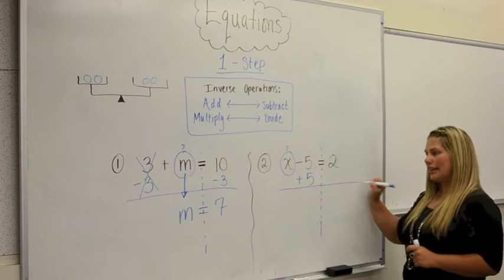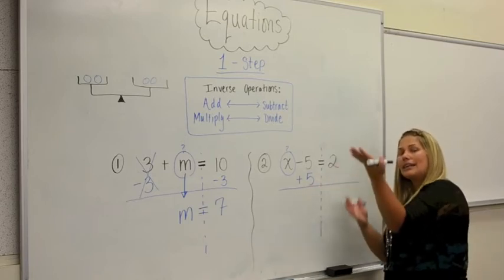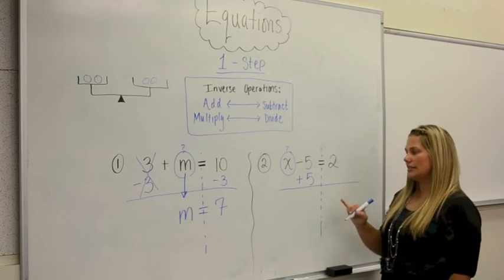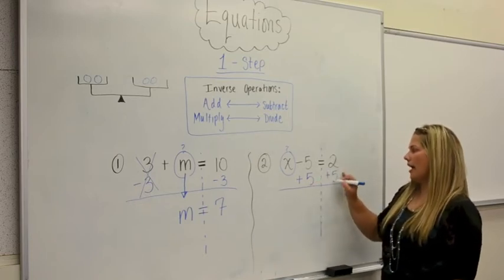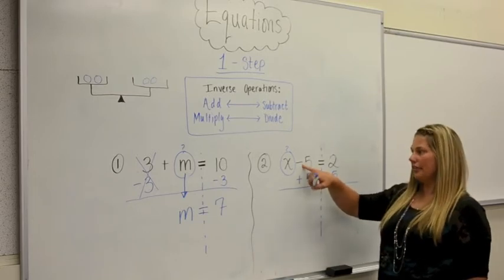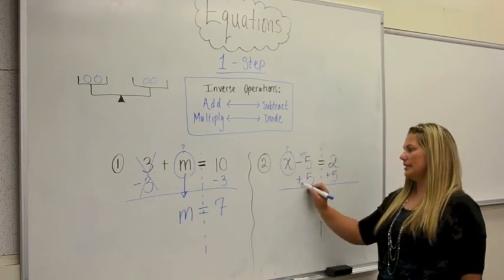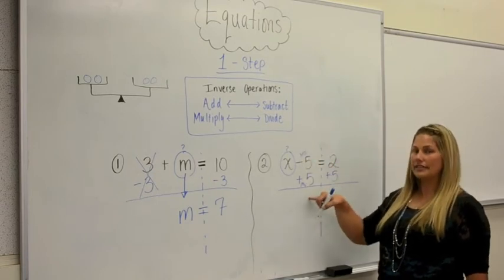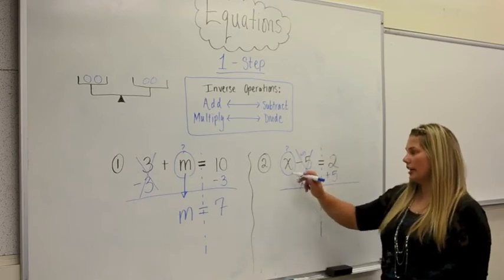So when I draw my line straight across on the same level, I need to do the same exact thing to the other side to keep it balanced. So if I add 5 on the left, I have to add 5 on the right. So right here, negative 5 and a positive 5. This is a negative, this is a positive. Different sign, subtract. 5 minus 5 gets me 0.